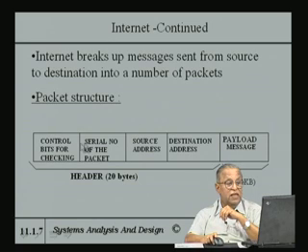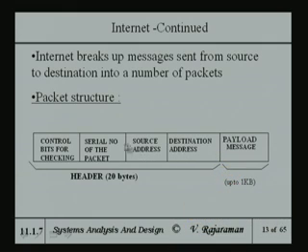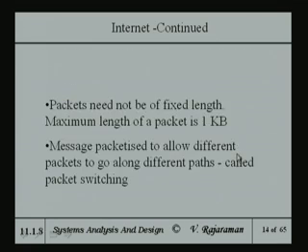And the packet structure: this is a part of the message, and then these are all labels. The source address, from where it starts, the destination address, the serial number of the packet, because the packets can arrive out of order, and control bits for checking. If there is any error, there are some parity bits and stuff like that. And the payload, that is, the actual message, can be up to 1 KB, fairly large, but not large enough for, say, voice and so on.